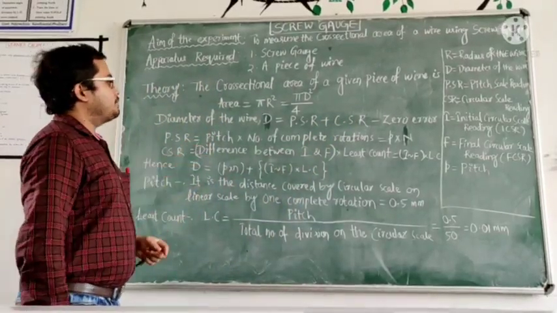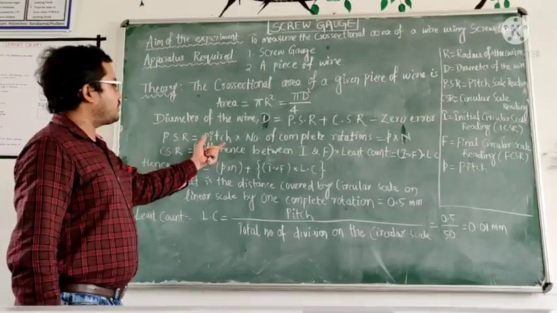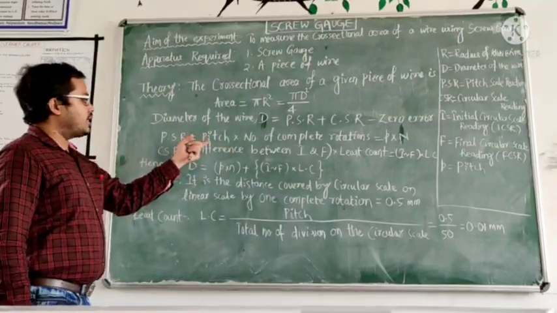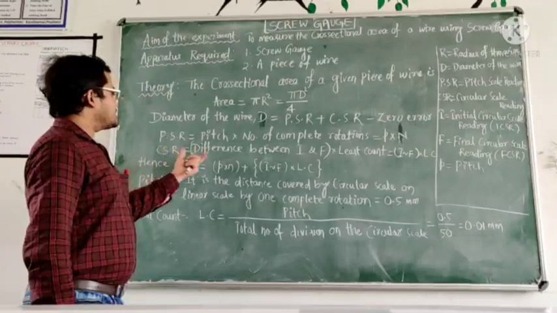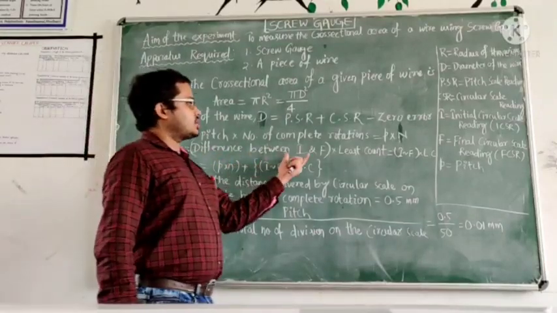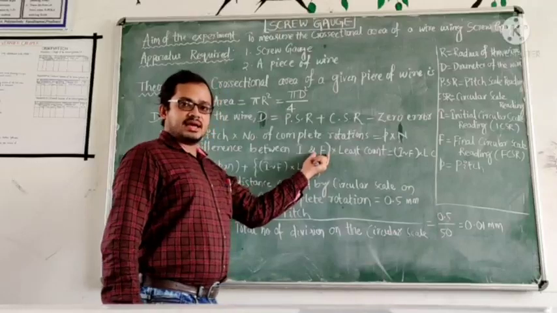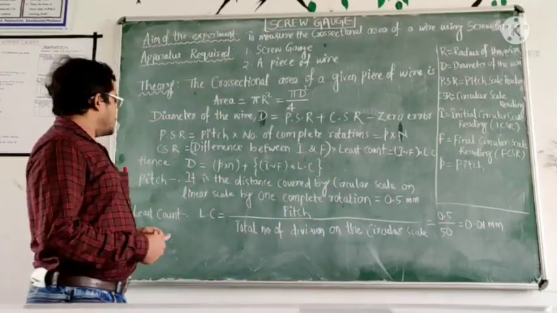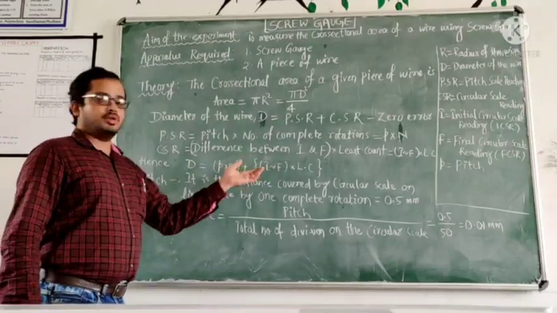PSR is the pitch scale reading, which will be calculated using the formula pitch into number of complete rotations. I will come back to this pitch and list it down. And CSR is the difference between initial circular scale reading and final circular scale reading multiplied by the least count of this instrument. So the final diameter we will calculate using this formula.